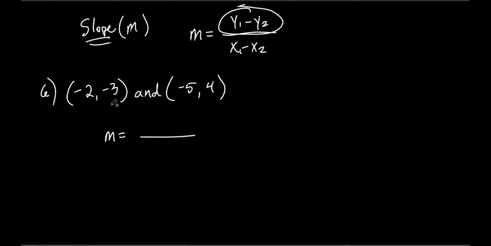All right, so which ones are the y's? The -3 and the 4. So I subtract those. So it's -3 minus 4. Don't forget to keep the negative with the 3. This is not a 3.